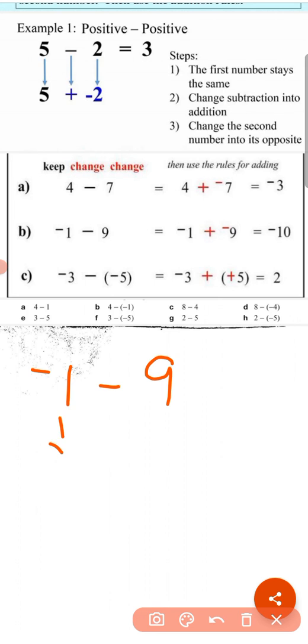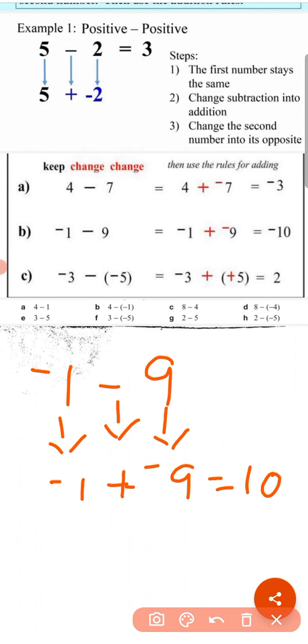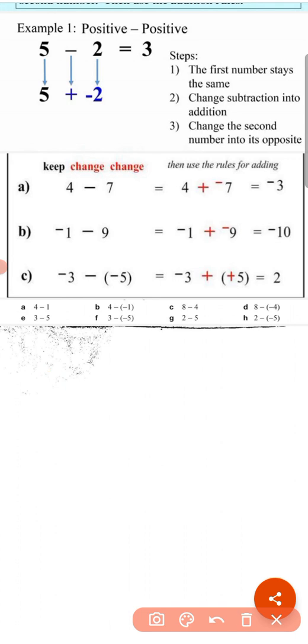Keep the first number same, negative 1. Then change subtraction to addition. Then positive 9 becomes negative 9. Okay. Now we are adding two numbers with negative sign, same sign. Add and put the negative sign. 1 plus 9 is 10. Since both numbers are negative, our answer is also negative. Negative 10. Okay. Next question is negative 3 minus negative 5.